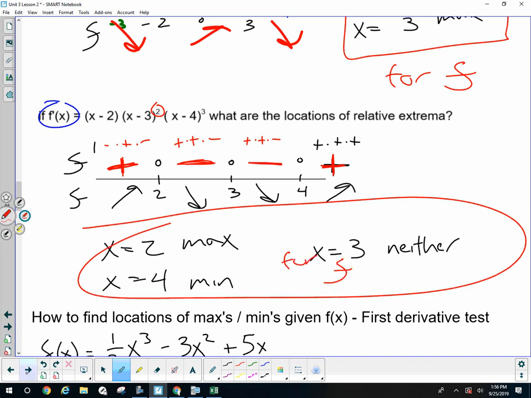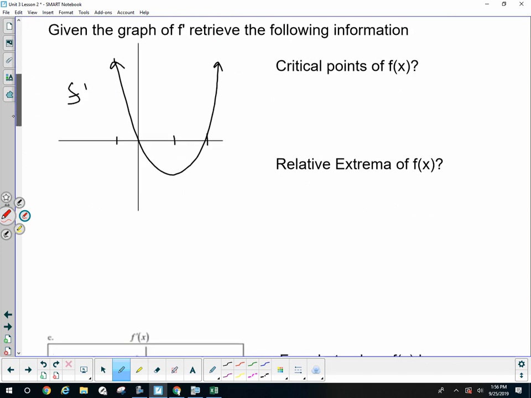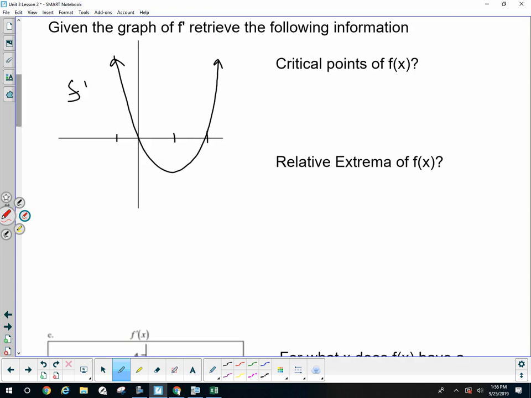Okay, cool. See, you can tackle this guy. Where are the critical points for F? What are the locations of the relative extrema for F?